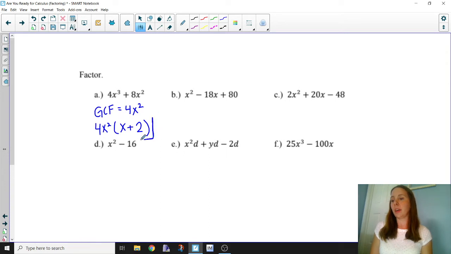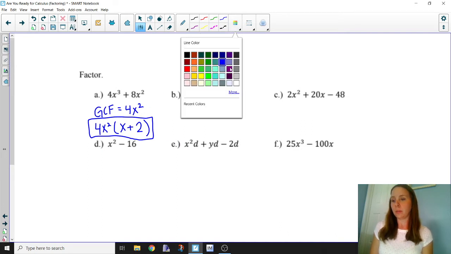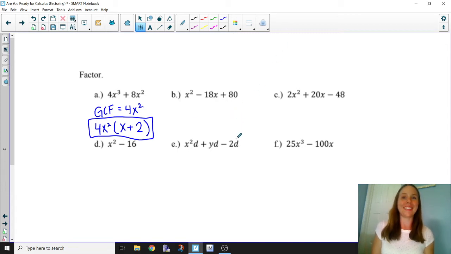That's something that will probably come up a lot, especially if you're in an AP Calc class, factoring by GCF. Okay, in the next example, let's pick a different color. What color do you want to go with, as though I can hear you? Okay, let's go with green.